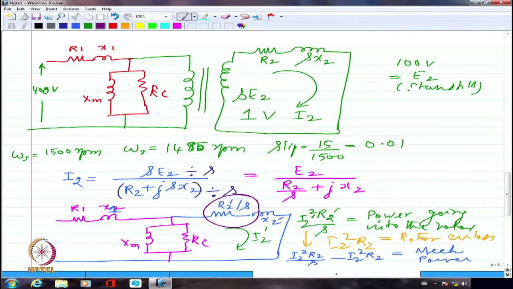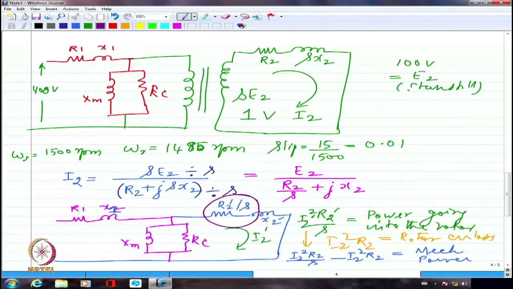There is definitely more excess power. Please again think about it. Let's say 100 watts was I2' squared R2'. Slip is 0.01 or 0.02. So 100 divided by 0.02 is the total power that I have given the rotor circuit, out of which only 100 watts I have dissipated.